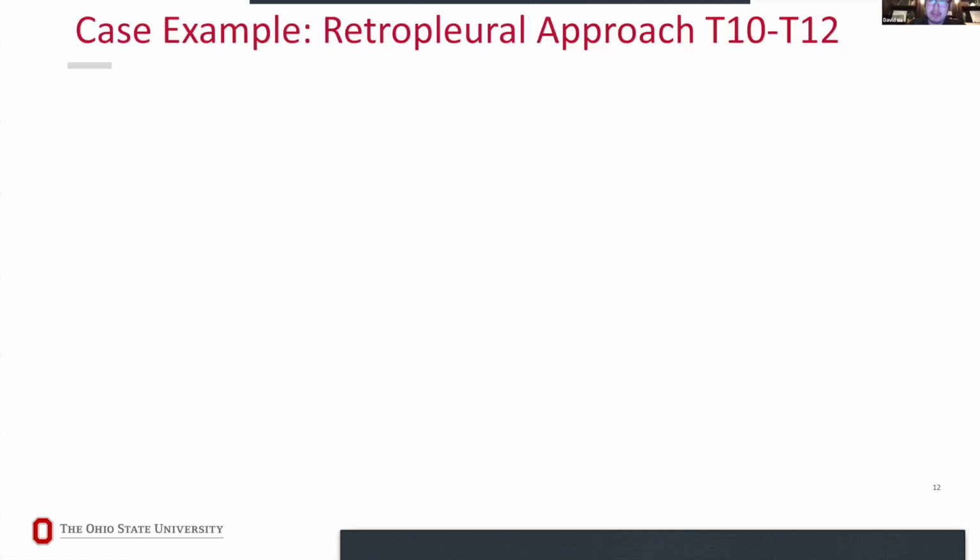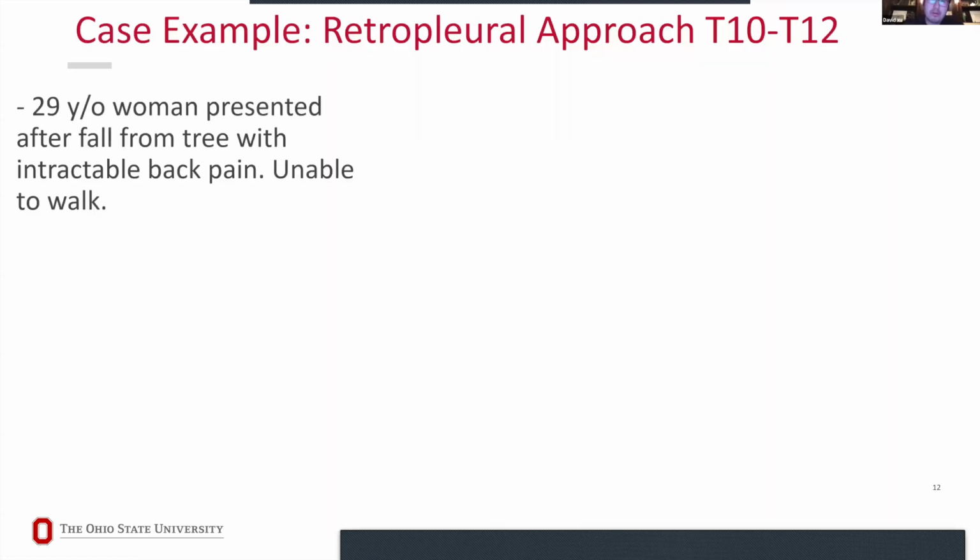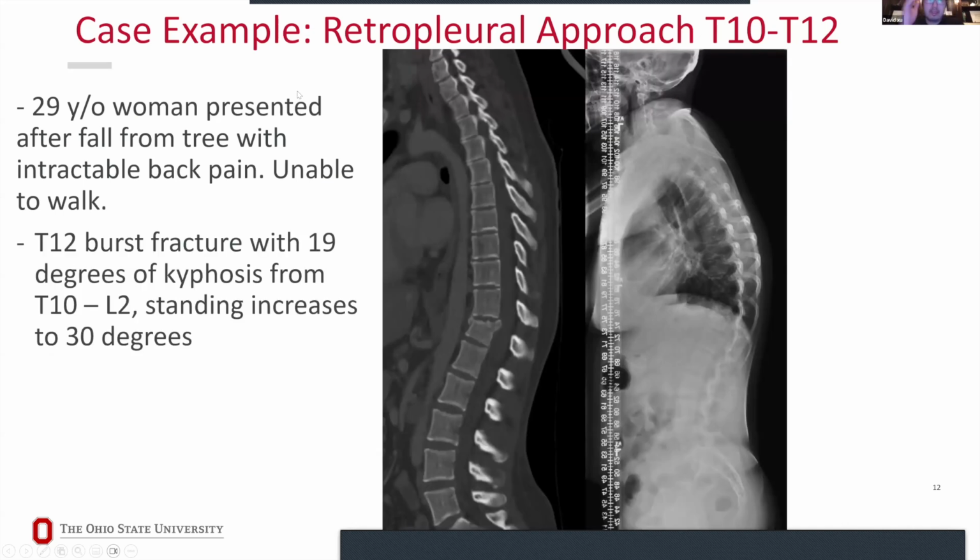And then the last example is working through a retropleural approach. And this is where you're working higher up in the thoracic spine from T10 to T12. This is a 29-year-old woman. I took care of her about 6 months ago. She was, I think, building a treehouse or something like that. There's some memorable story related to that, but she was building a treehouse and fell, began to have intractable back pain. And here you see this T12 burst fracture.